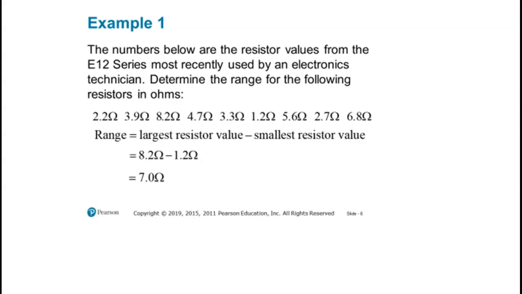So here's an example of range, a pretty simple example. Don't let the ohm symbol throw you. It's just like F for Fahrenheit or any other symbol that means it's a unit value. In this case, we're talking about resistance, and what we're really looking at is 8.2 minus 1.2, the largest value minus the smallest value, and our range is 7 ohms.